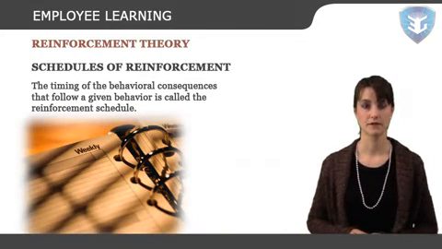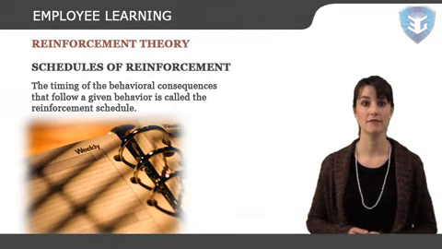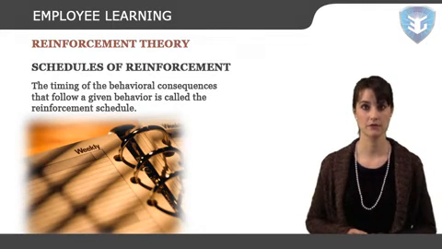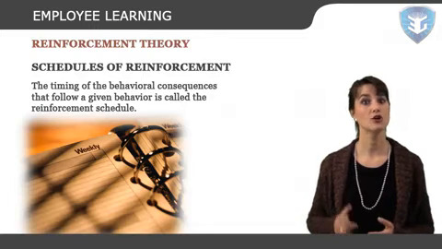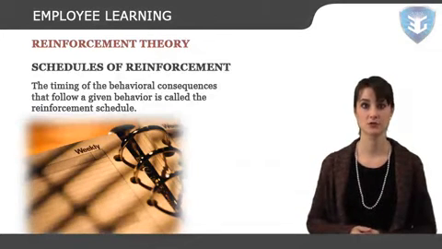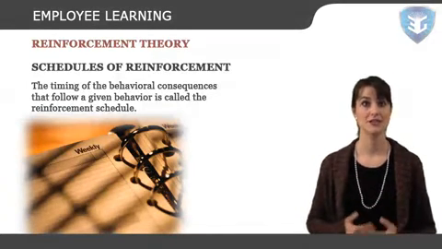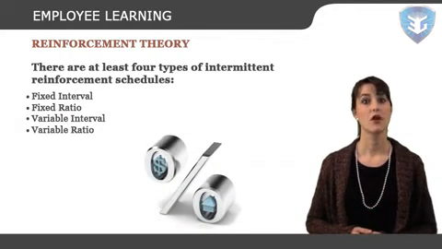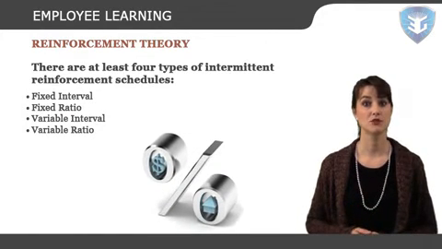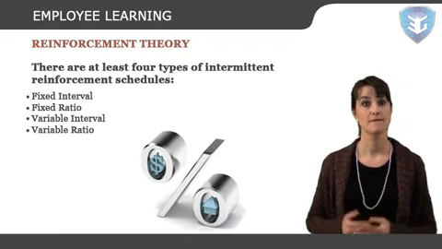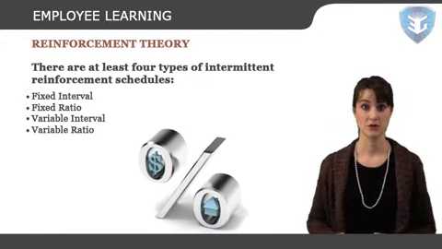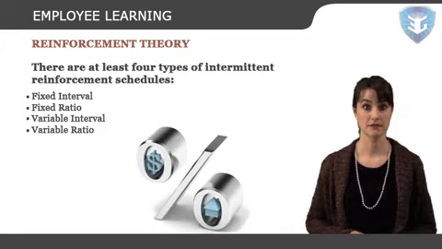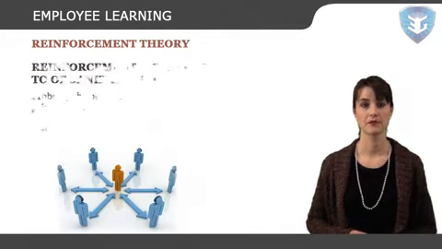Schedules of reinforcement. The timing of the behavioral consequences that follow a given behavior is called the reinforcement schedule. There are two broad types of reinforcement schedules: continuous, intermittent. There are at least 4 types of intermittent reinforcement schedules: fixed interval, fixed ratio, variable interval, variable ratio.